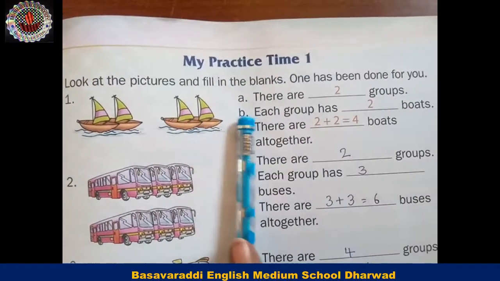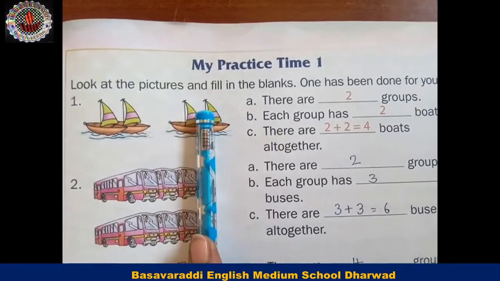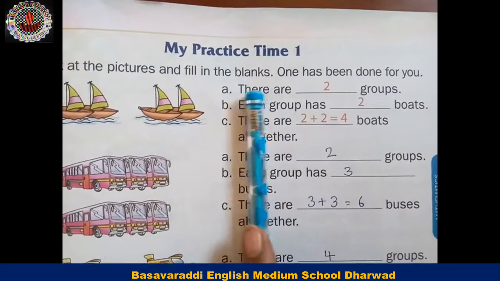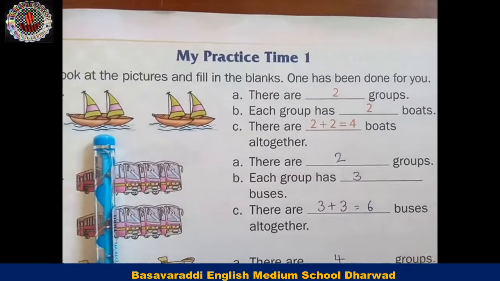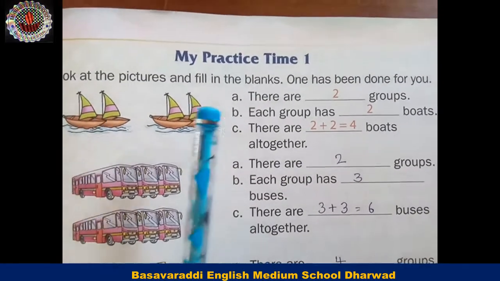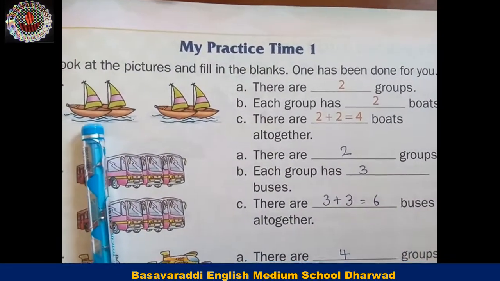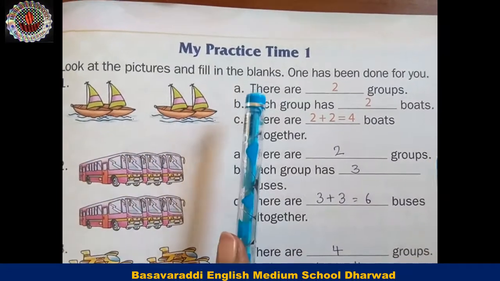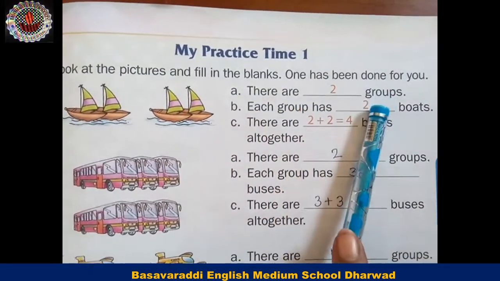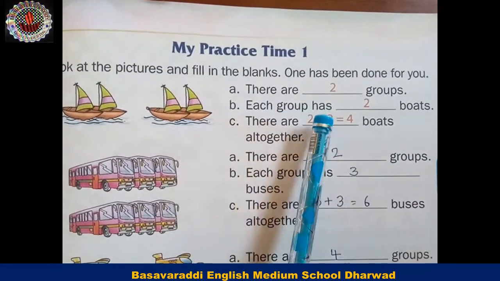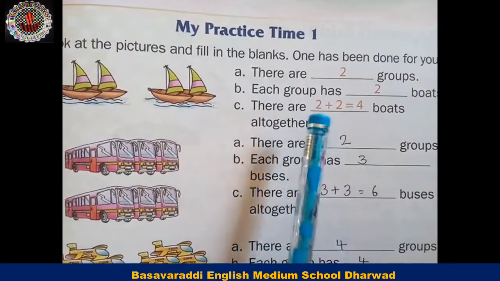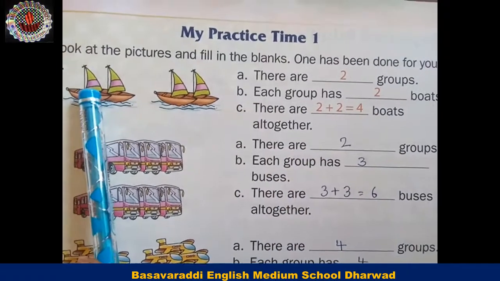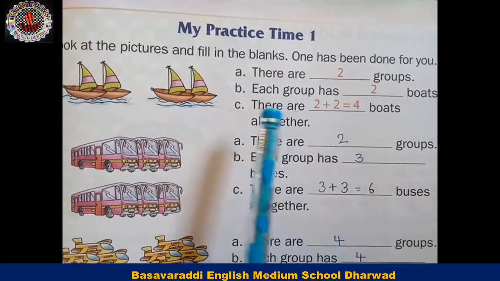Practice time 1. Look at the picture and fill in the blanks. One has been done for you. See here, how many groups are there? 1 and 2. In each group, 2 boards are there. So there are 2 groups, 1 and 2. Each group has 2 boards, 1, 2, 1, 2. So there are 2 plus 2, 4 boards altogether.